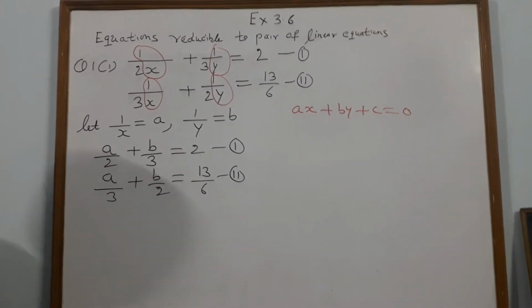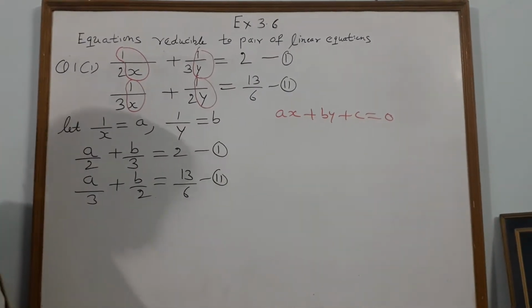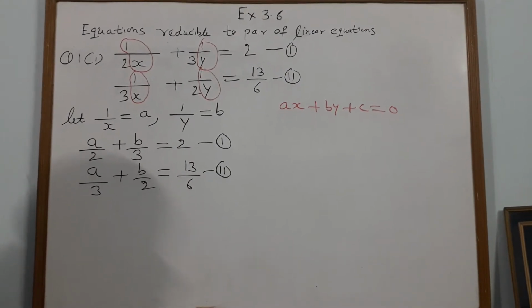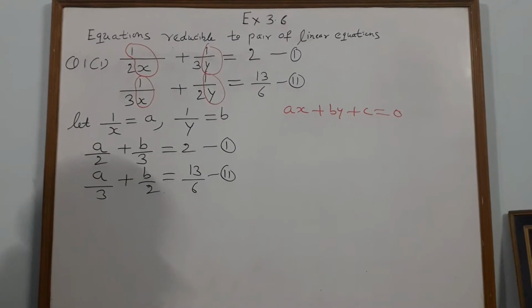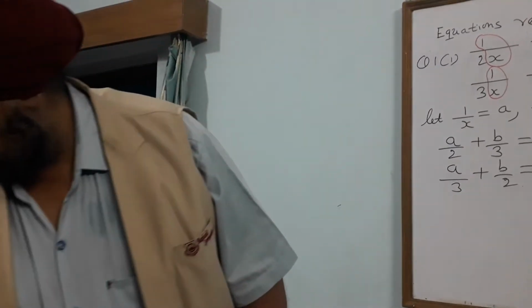Now these two equations are in the standard form, that is ax plus by plus c is equal to 0. Now we can solve them by using any method which we have learned earlier, that is, we can solve by substitution method, elimination method, or cross multiplication method. So first we simplify these two equations. Let us simplify this equation.